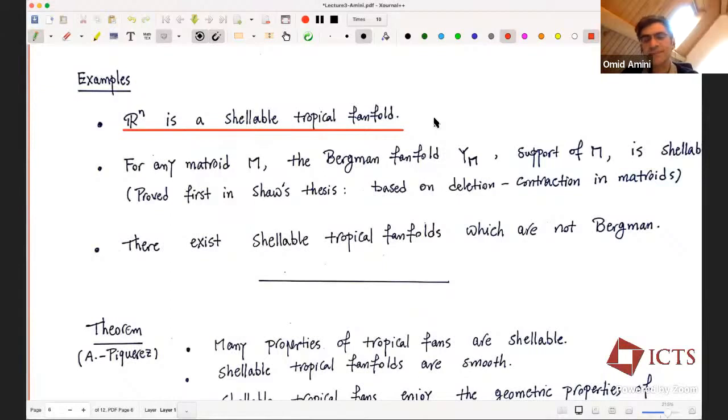Actually, what is true is that any fan which has support in a shellable fanfold is shellable, again by using Wlodarczyk factorization. But these are not elementary theorems. They are okay, but they're usually formulated in a different language, right? In birational geometry.